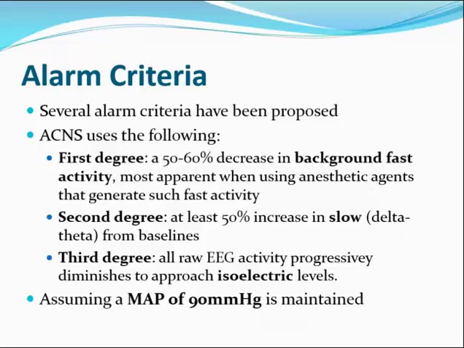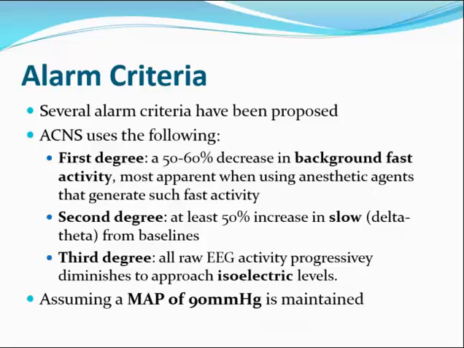or the primary modality, because remember, we are now doing multimodality monitoring, in which we have EEG, SCPs, MEPs, and probably cranial nerve EMG as well. But here, several alarm criteria have been proposed. The American Clinical Neurophysiology Society uses the following: first degree, a 50 to 60% decrease in background fast activity, most apparent when using anesthetic agents that generate such fast activity.